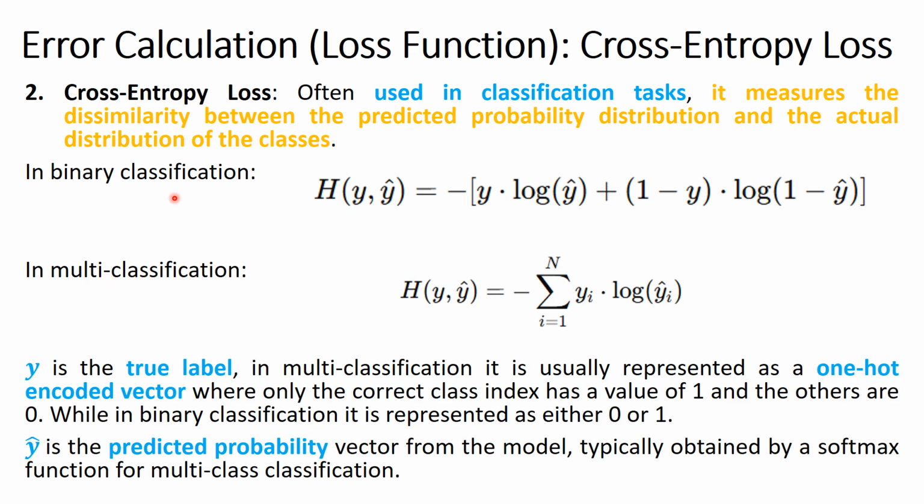Binary classification بيكون في two classes. فالليبل يا هيكون يا 0 يا 1. 1 في حالة إنه positive label اللي كان معتبر positive في المهمة، و 0 في حالة إنه negative label. ŷ is the predicted probability. It's a vector from the model, typically obtained by a softmax function for multi-classification. Or for binary classification, we use a sigmoid.